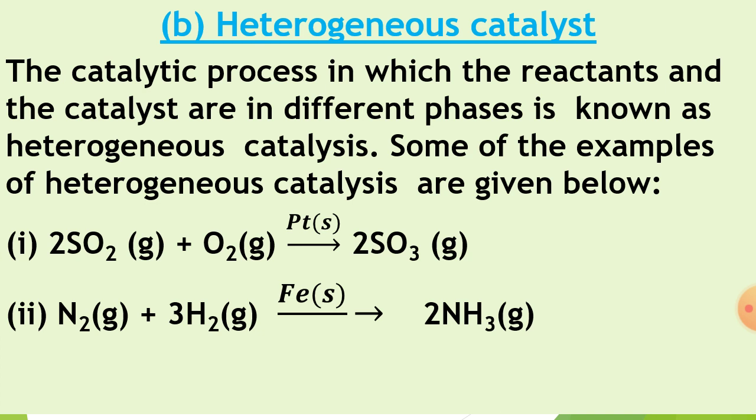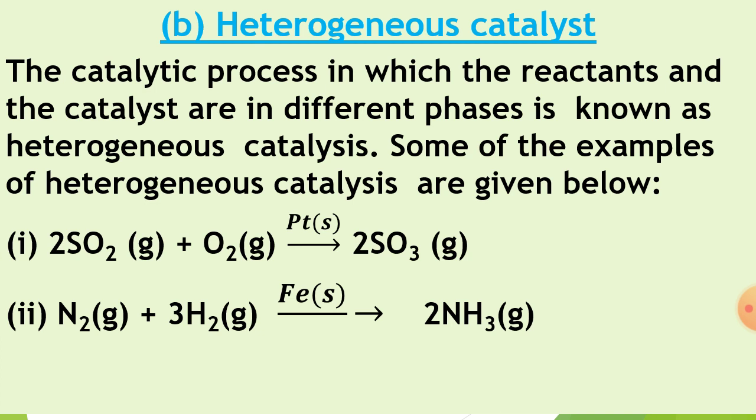Now some examples are given here. One example is given: 2SO2 plus O2 with Pt as a catalyst. Here the reactants are in the gas phase but the catalyst is in the solid phase. So that's why the reactant is in the gaseous state but the catalyst is in the solid state.